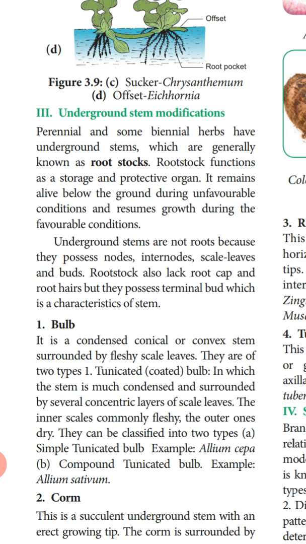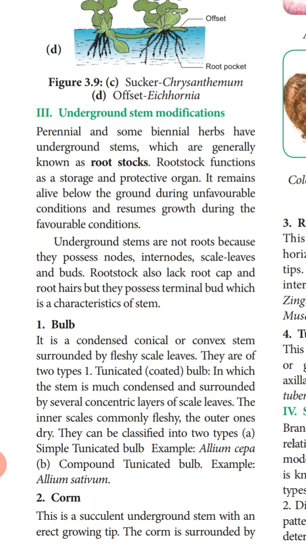Perennials, we know, are the plants which grow for many years. Biennials are the plants which grow for 2 years. A rootstock functions as a storage and protective organ. It remains alive below the ground during unfavorable conditions and resumes growth during favorable conditions. These rootstocks remain active even during the unfavorable condition, and when the suitable condition returns, they give rise to the new plantlet.